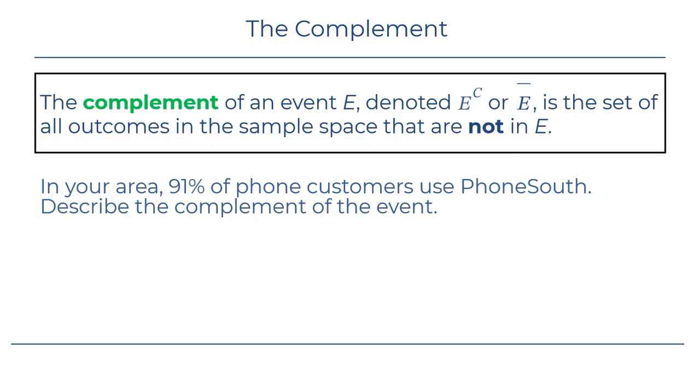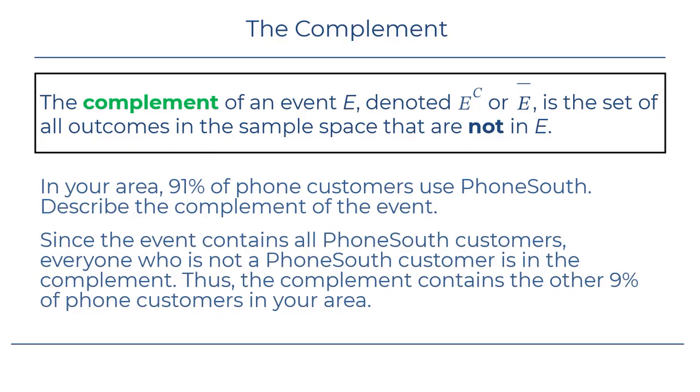The complement of an event E, denoted E superscript C, or E with a line over it, which means not E, is the set of all outcomes in the sample space that are not in E. For instance, in your area, 91% of phone customers use Phone South. Describe the complement of the event. Since the event contains Phone South customers, everyone who's not a Phone South customer is in the complement. Thus, the complement contains the other 9% of phone customers in your area.